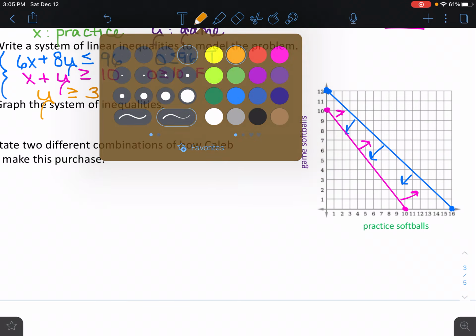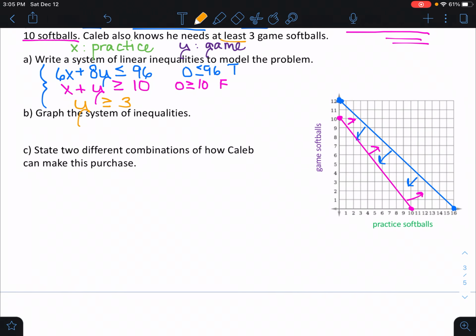Okay, and then lastly, I have y is greater than or equal to 3. I need at least 3 softballs. Now, remember, y equals 3 is a horizontal line. So I have a horizontal line at 3, and I'm going to draw that. Looks like I need the scissors maybe here. Get that right on there. And now I want to shade. It's greater than or equal to, so that's going to be shading up.